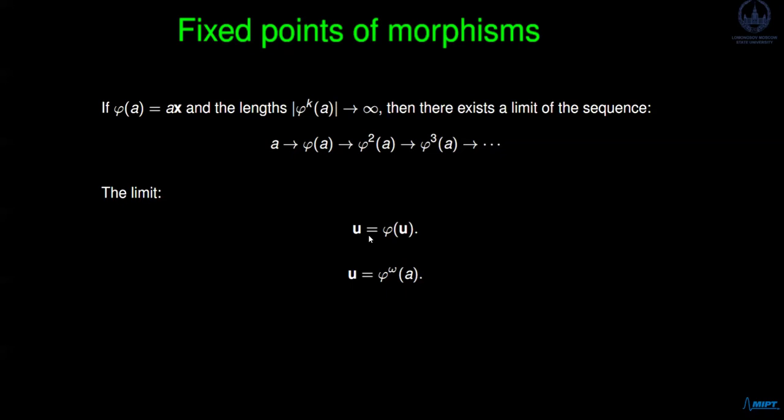Another way to express this is that u equals phi to the omega of a. This notation indicates that the word u is obtained by infinitely applying the morphism phi starting from the letter a. Fixed points of morphisms are particularly important in generating infinite sequences, such as the Thue-Morse sequence, and they play a crucial role in pattern avoidance and word structure.